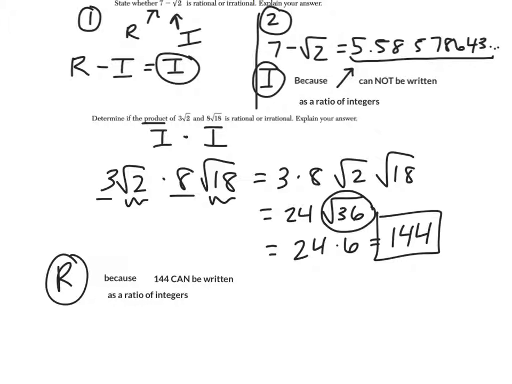So when you have two irrationals, the reason why there's no rule is because sometimes it will end up being rational, sometimes it will end up being irrational. So you just need to make sure that you don't make up a rule there. You would just need to do the problem out and then prove it using that definition.